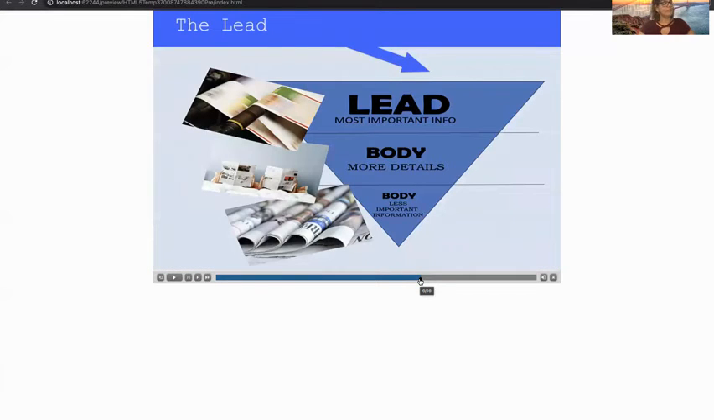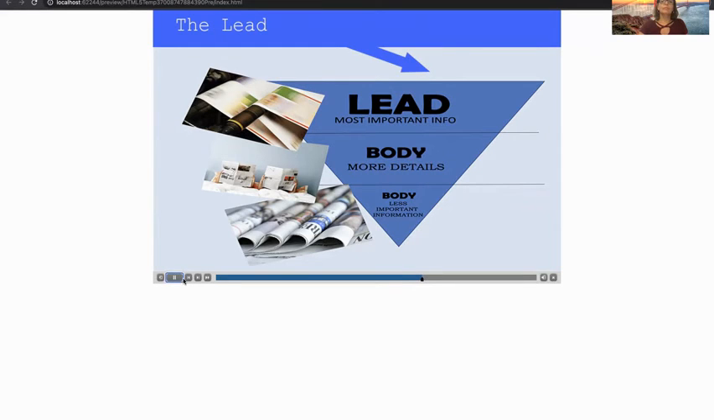Then, in this slide, the learner will get to know that the most important part of the story is called the lead, and it is located at the top. So the same picture used before with an inverted pyramid was used here to remind them of the format of the story.